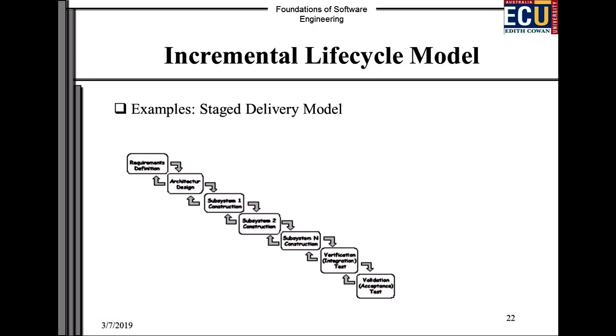It basically says requirements definition, architecture design, subsystem 1 construction, subsystem 2 construction, all the way to subsystem N construction. Basically it means you're building it up in increments. And then you do verification and validation at the end of the overall thing. But basically the idea is each one of these increments gives you something you can show to the client and ask them, is this what you wanted?